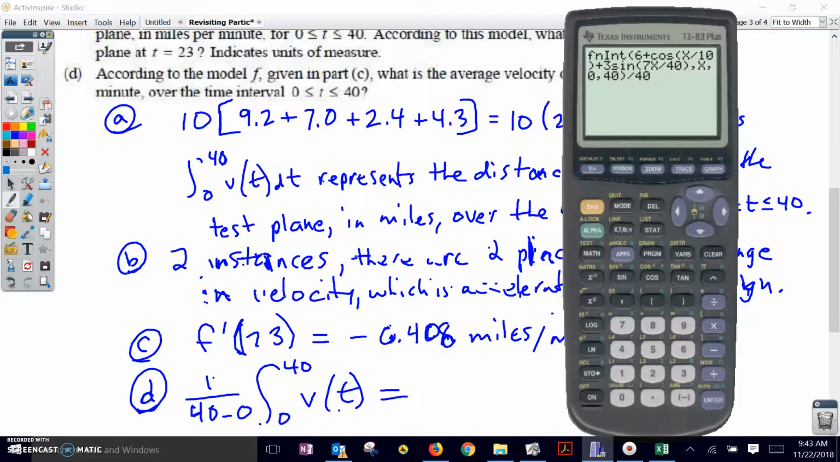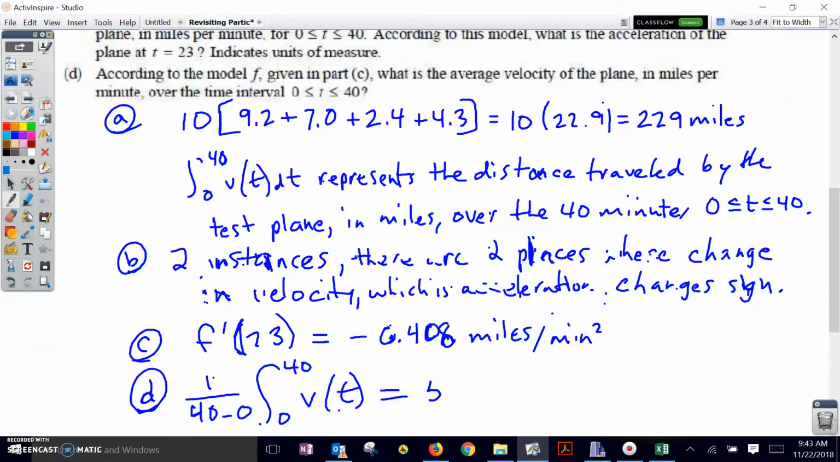From 0 to 40. Now I should be good. Alright, that's 5.916. And since it's average velocity, this is miles per minute, although it told us that in the question, so we don't really need to re-illustrate that. Alright, that's the end of that example. Let's go on to the last example here.